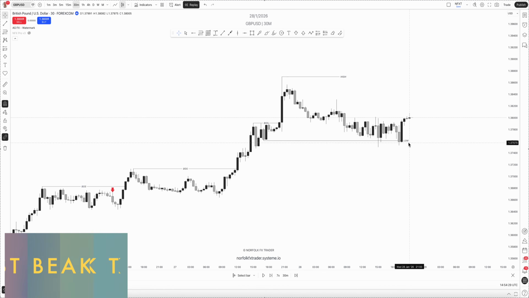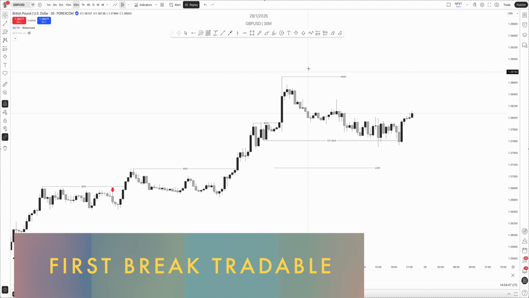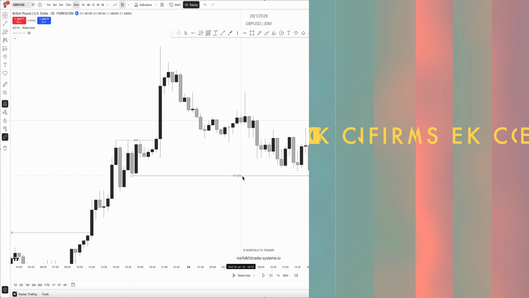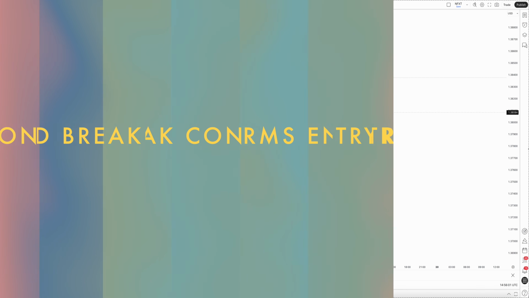Many traders jump into the first break. It can be tradable, but it's weaker. Market structure only becomes strongest after confirmation, usually at the second break. Let me show you exactly how to identify both breaks right now.